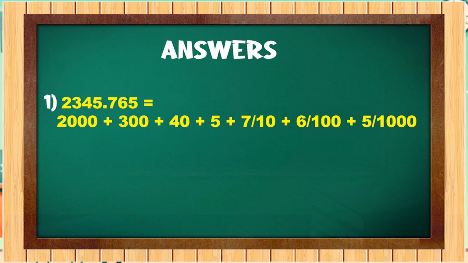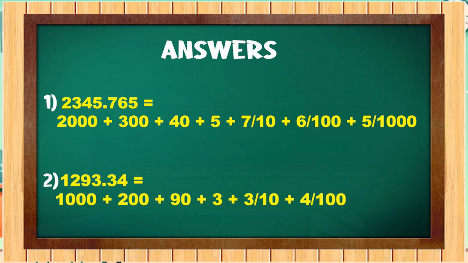Let's quickly look at the other one. 1,293 and 34/100. 1,000 plus 200 plus 90 plus 3 plus 3/10 plus 4/100. Do you have that answer, boys and girls? If you have it, you are absolutely correct. I am very proud of you.